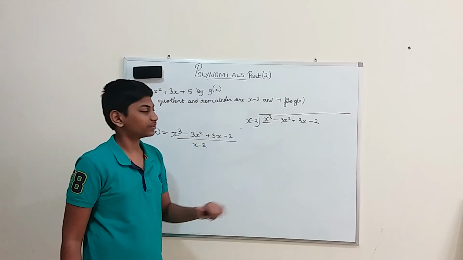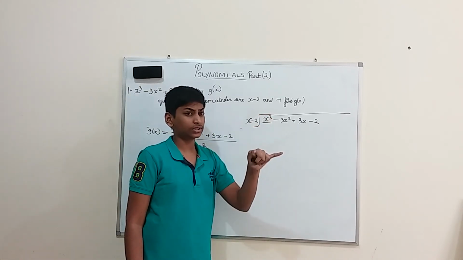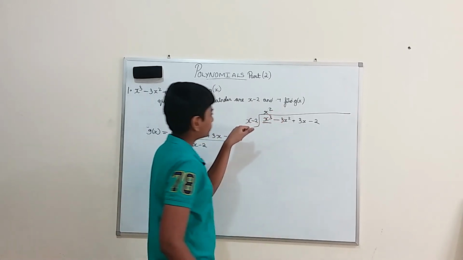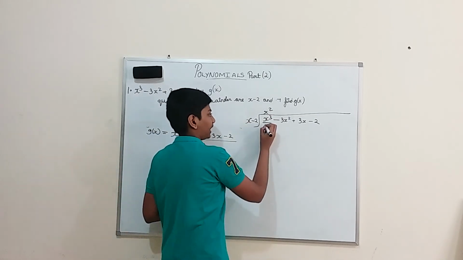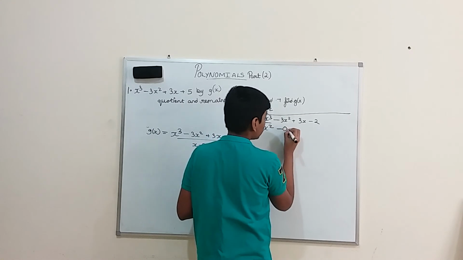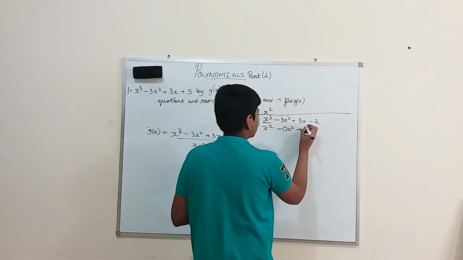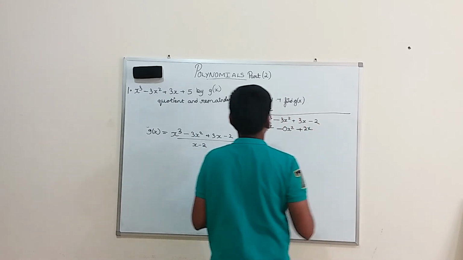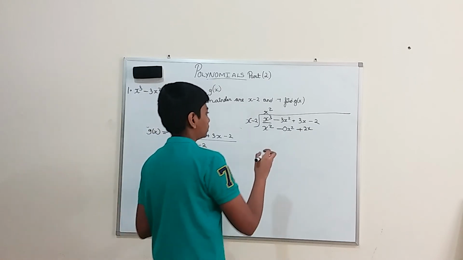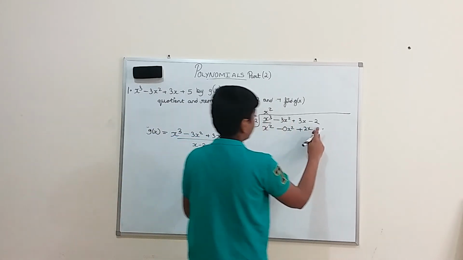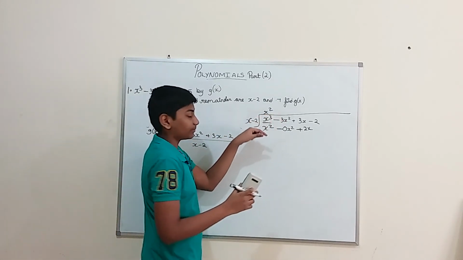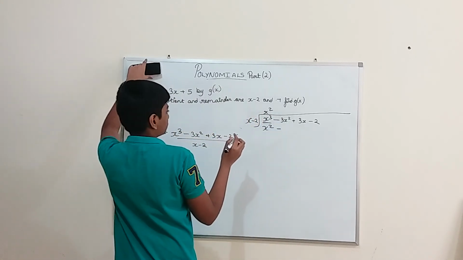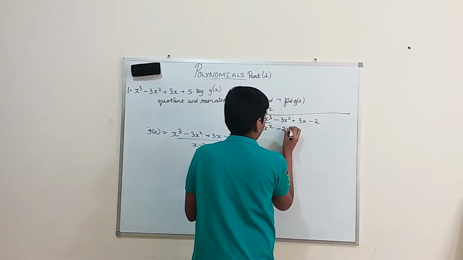So x into what gives you x cube? It's nothing but x square. So it is x square. x square into x gives you x cube. So x cube minus 0x square plus 2x, right, 2x. So it becomes like this. Now, no, we won't get 2x, right? Because x square into minus 2 gives you nothing but minus 2x square itself.